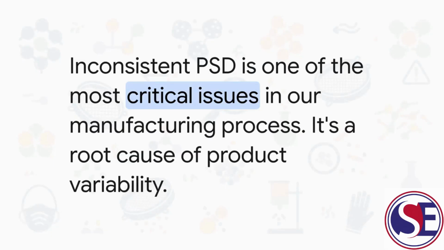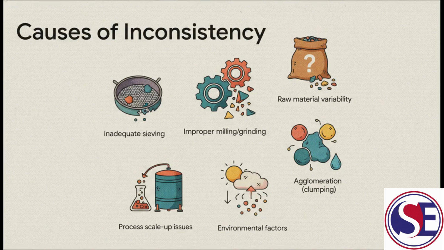And look, don't just take my word for it. This comes straight from our own quality standards. Inconsistent PSD is flagged as one of the most critical issues in our entire manufacturing process. It's a root cause of problems that we absolutely have to control. Period. So, where does this inconsistency even come from? Well, it can start before the materials even get to our door, with variability in the raw materials. But it can also be introduced right here on our watch. Things like improper milling, particles clumping together, or even just a change in the room's humidity. You are our first line of defense against every single one of these potential failures.